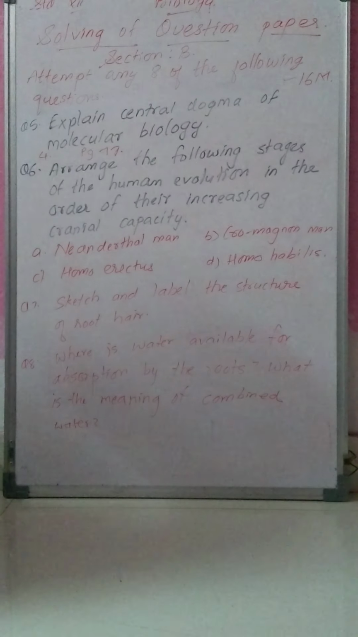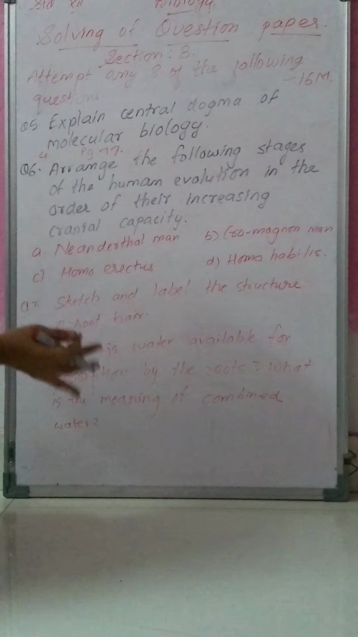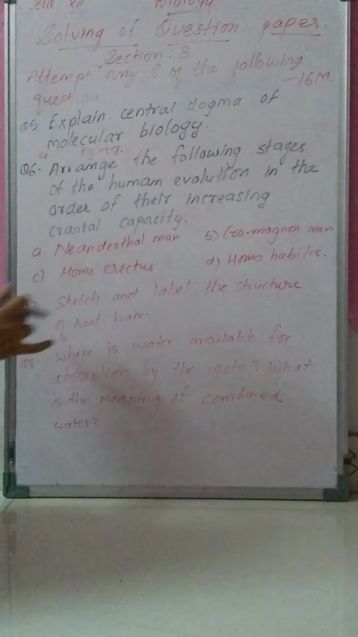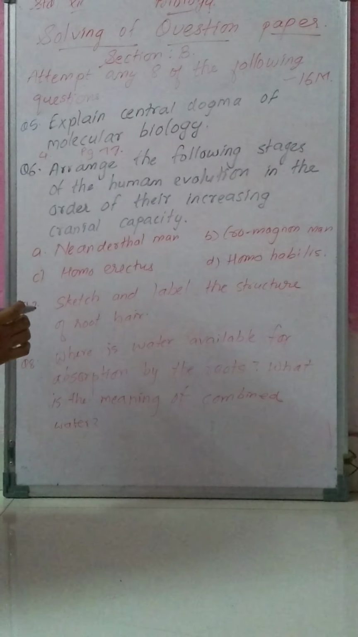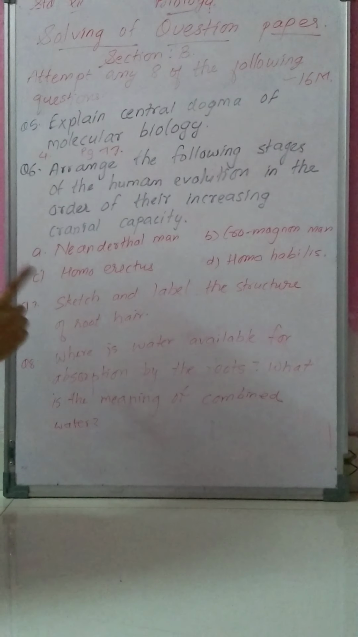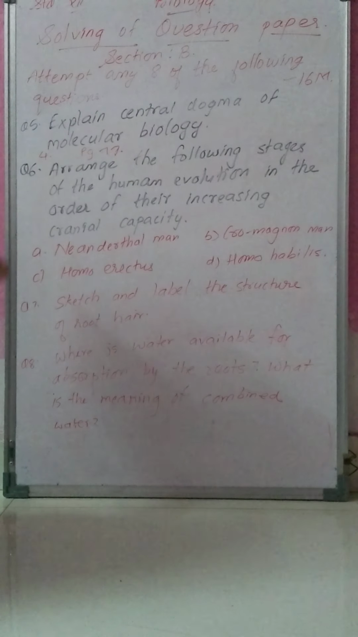To make your study easy, I am giving page number also for some questions where it is possible. If it is in the form of match the following and all, then I cannot give. But if it is a direct question, then I will give you the page number. So explain the central dogma of molecular biology. This is in chapter number 4, molecular basis of inheritance, at page number 77, you will find the answer.